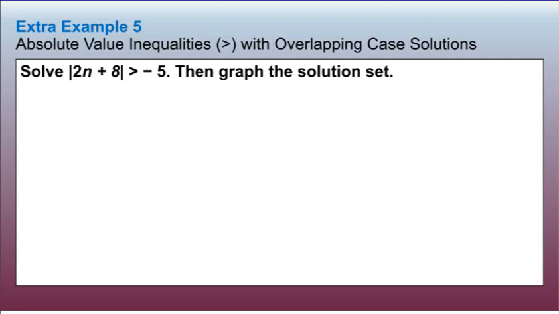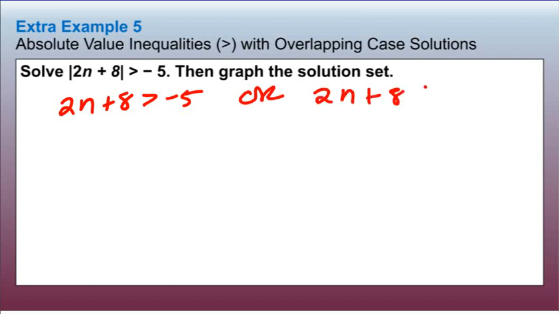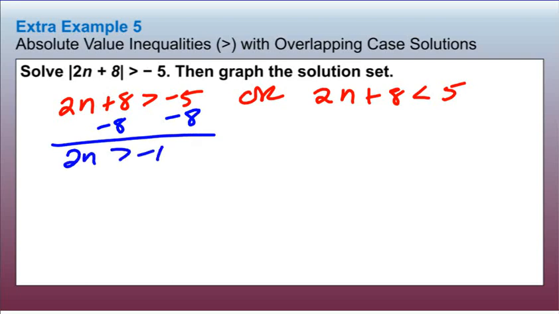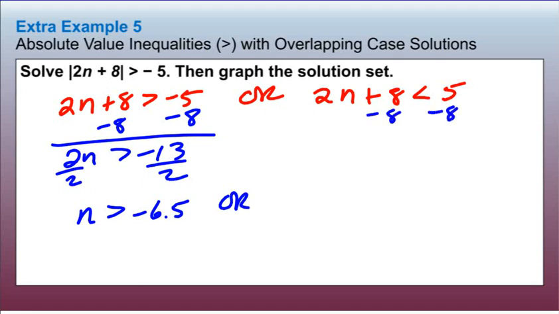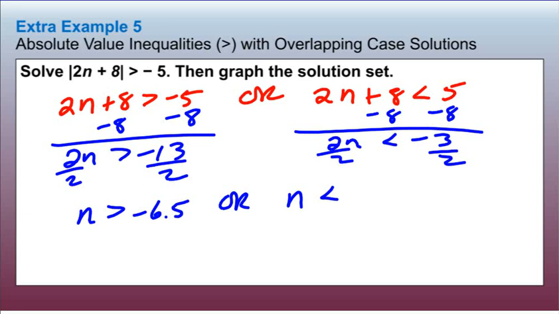So this one, we have 2n plus 8 is greater than -5, or 2n plus 8 is less than +5. Solve by subtracting 8. I have 2n is greater than -13. Divide by 2. We would have n is greater than -6.5. Or here is subtract 8, and we would have 2n is less than -3. Divide by 2. We would have n is less than -1.5.